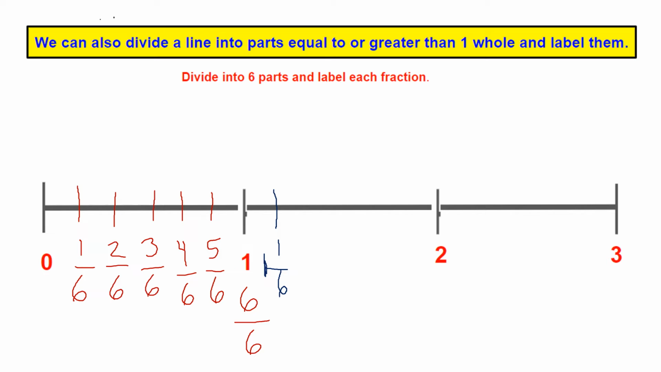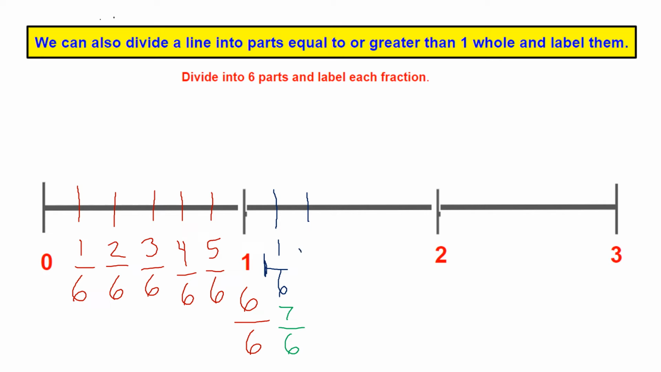Now we can also call this 7/6. Okay, do you see why? Because we've just completed 6/6 right here. So this becomes 7/6, which is really 1 and 1/6. So this is the improper fraction right here. Okay, let's keep labeling.